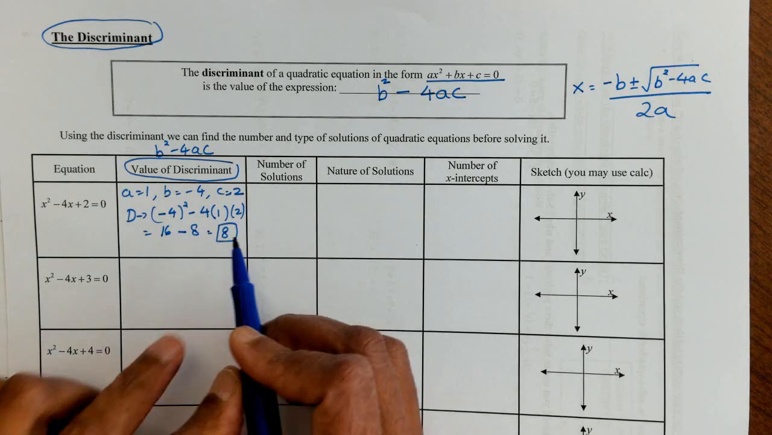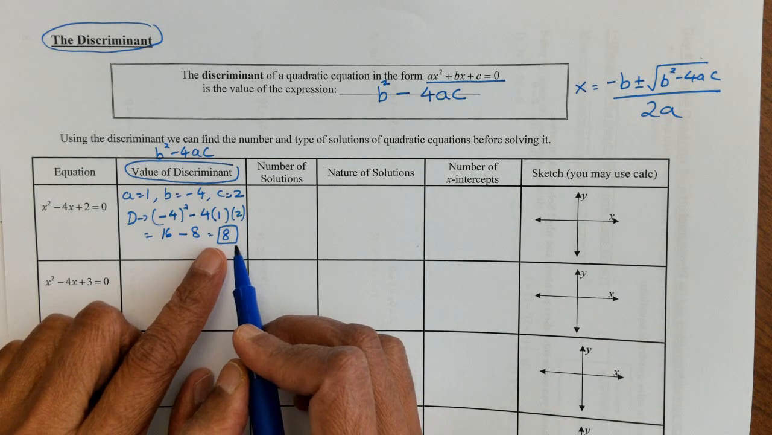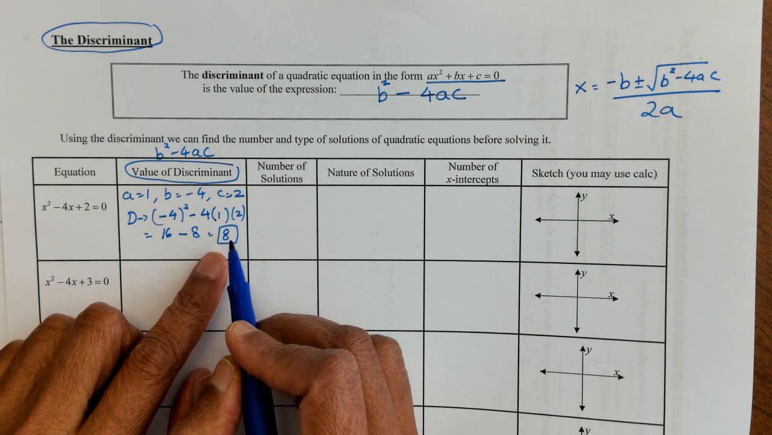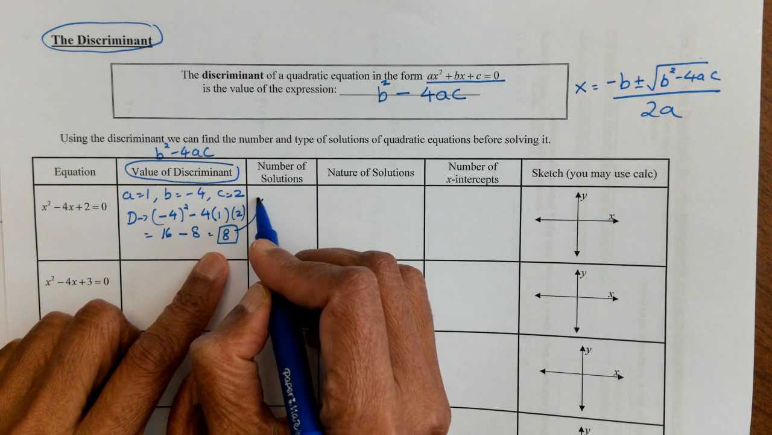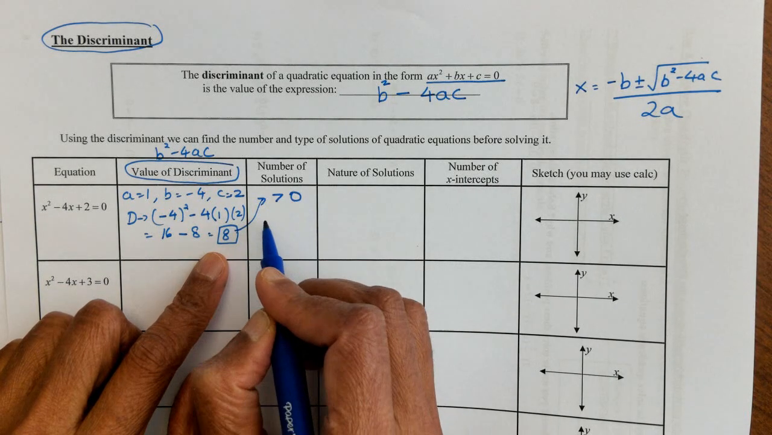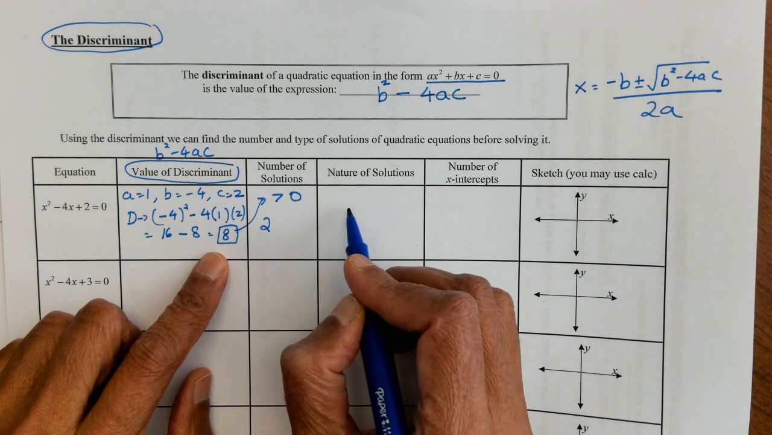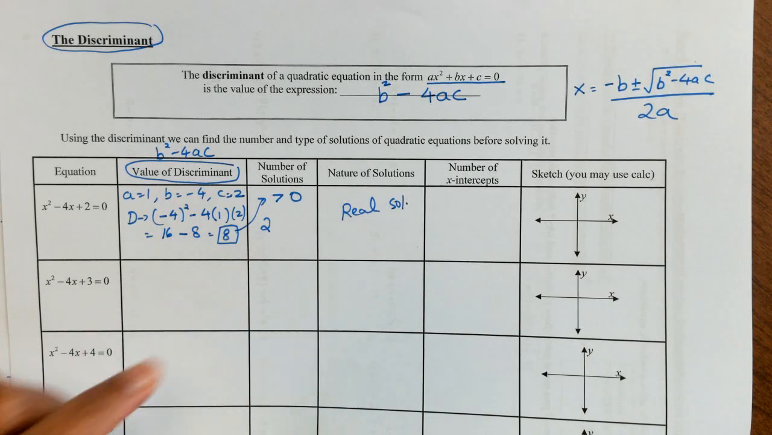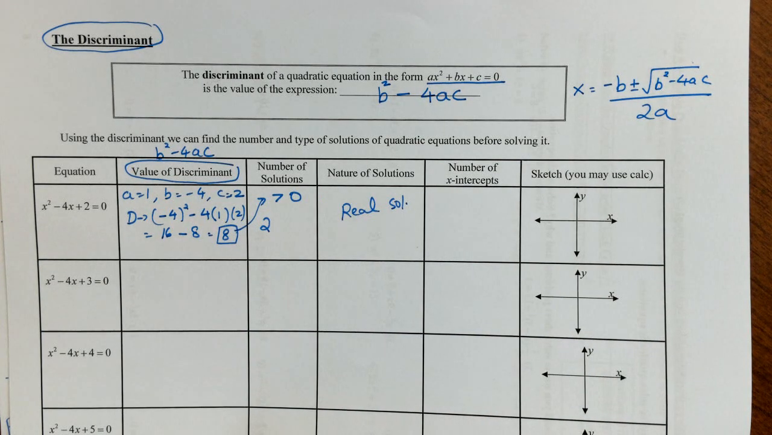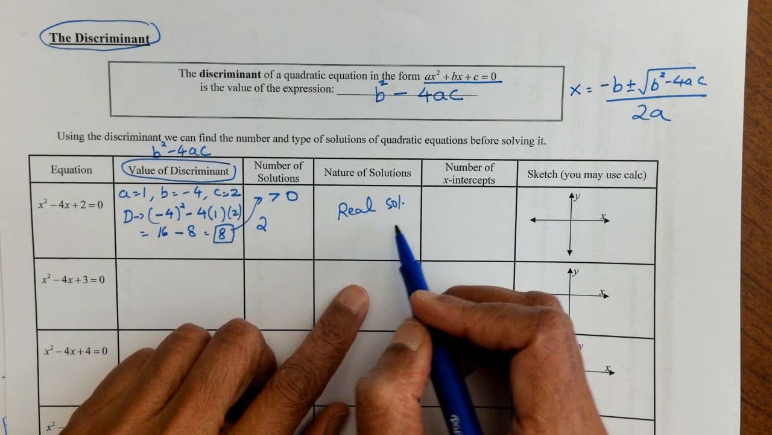Okay, this 8 has got nothing to do with the solution itself, but it tells you that because it is positive, because 8 is greater than 0, you have two real solutions. What kind of solutions are these? They are real, I know that for a fact, but they could be rational or irrational. For that I'll have to solve.